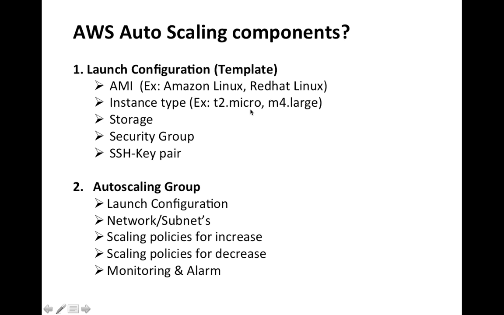And the type of instance: the first one decides the OS or operating system like Amazon Linux, Red Hat, or whatsoever. And the second one is the instance type. What kind of hardware you want, like T2 Micro, M4, C4, all those you can choose here. And the rest is all the same, like storage, security. When you launch an instance, all these are required, right?